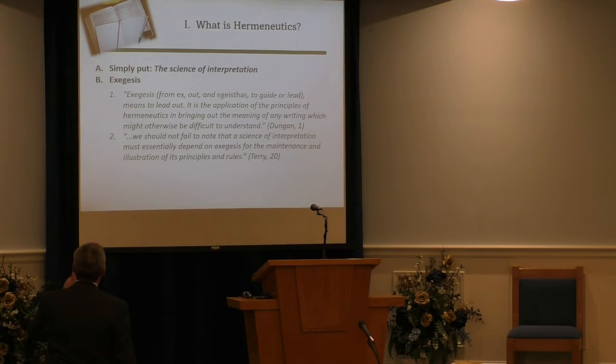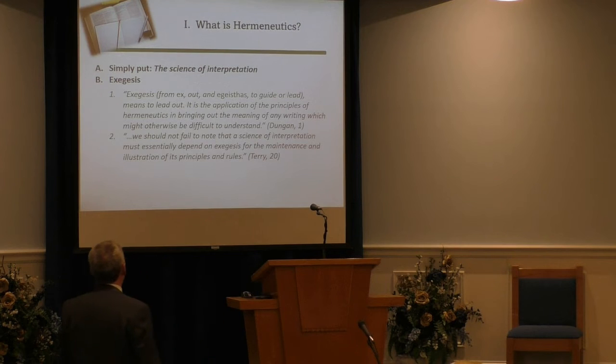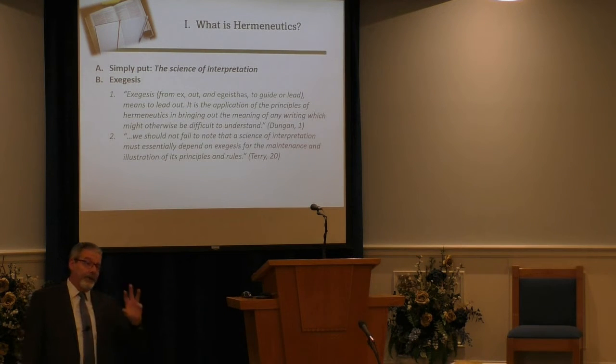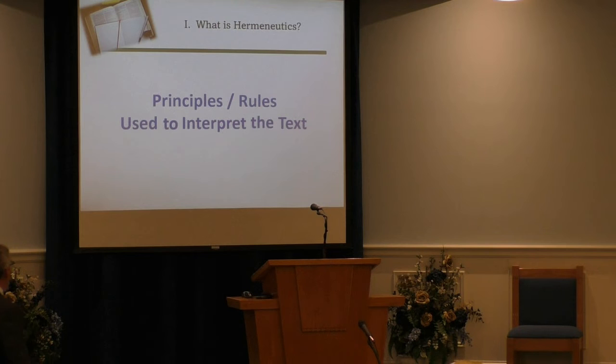That's what exegesis involves. Terry says that we should not fail to note that the science of interpretation must essentially depend on exegesis for maintenance and illustration of the principles and rules. So we have principles and rules that we go by. We're going to list those tonight, some of those anyway. And what exegesis has to do is taking those rules and putting them into practice so that we lift out the meaning of that text. And that's what we're trying to do.